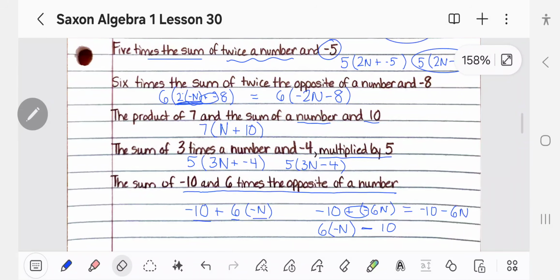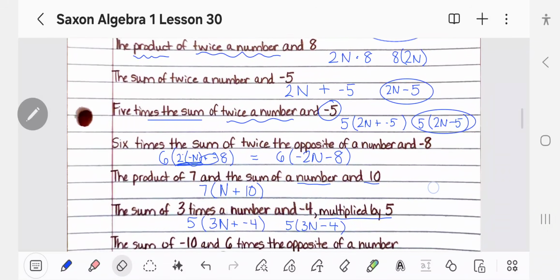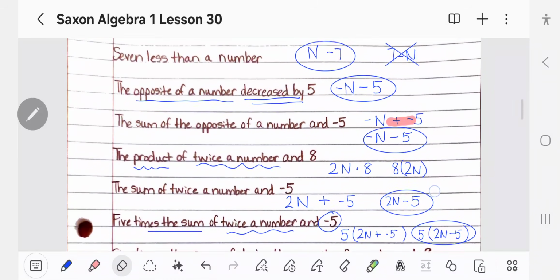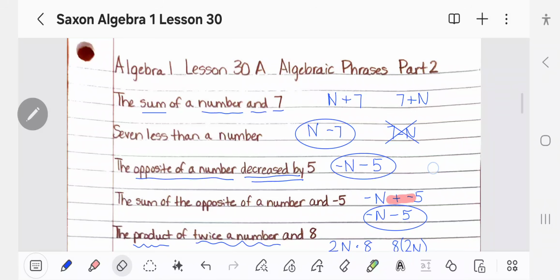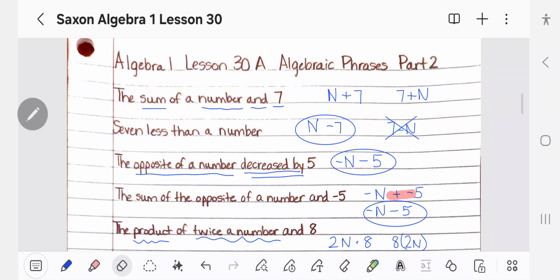Okay, so these, be encouraged. These take a little bit of practice, but you can get it. Just remember to decode each part. Remember what your code words mean. You can do it.